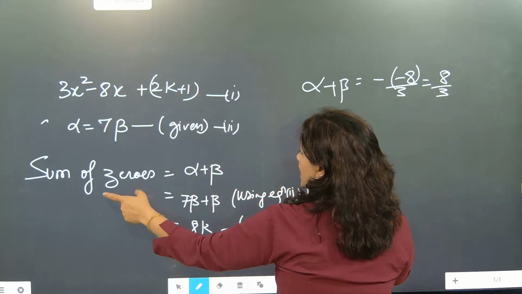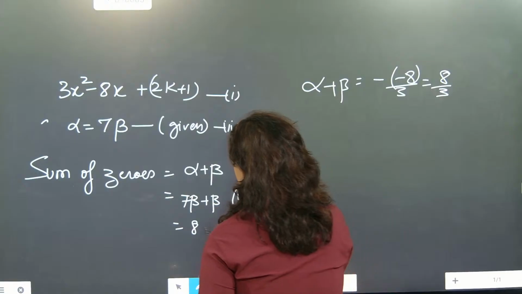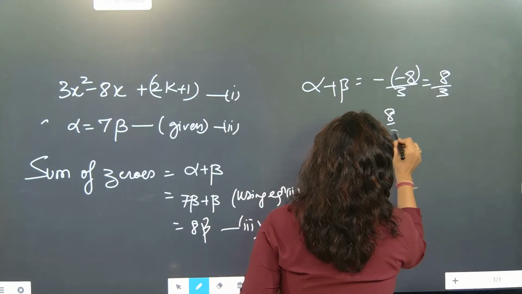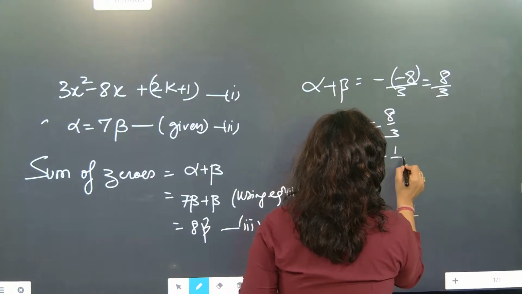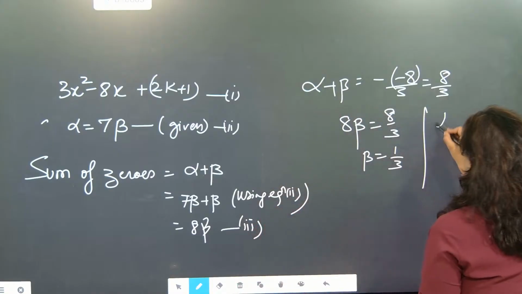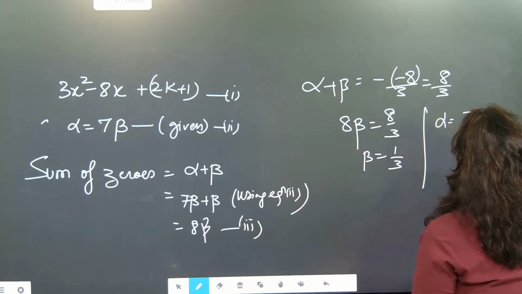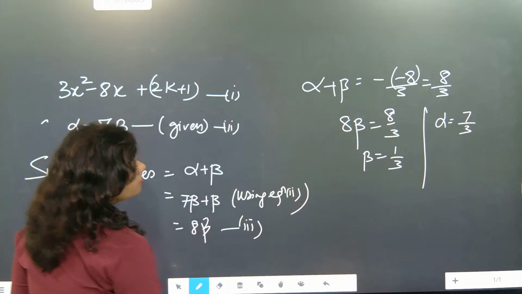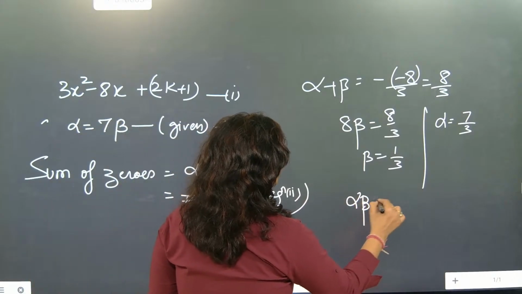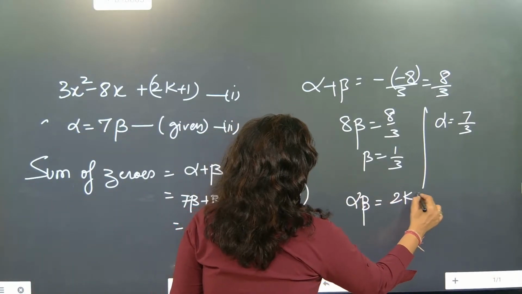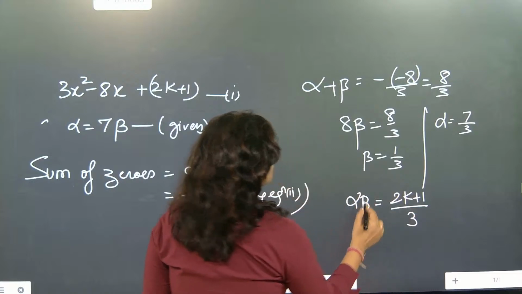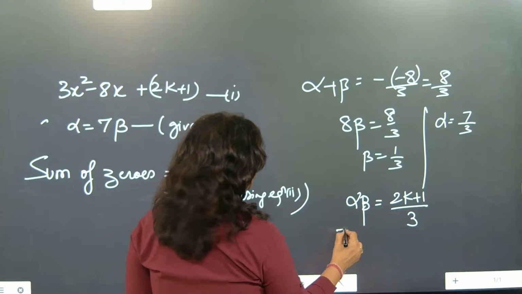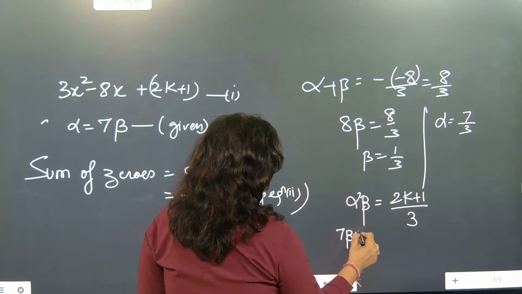So here, 8 beta is equal to 8 by 3, so beta is equal to 1 by 3. Then what will be alpha? Alpha will be 7 by 3. Once we have got alpha and beta, now we just need to do alpha into beta. Product of the roots is 2k plus 1 by 3. Alpha is 7 times beta, so 7 times beta into beta.